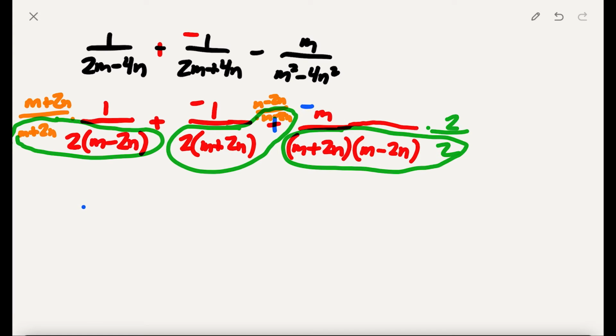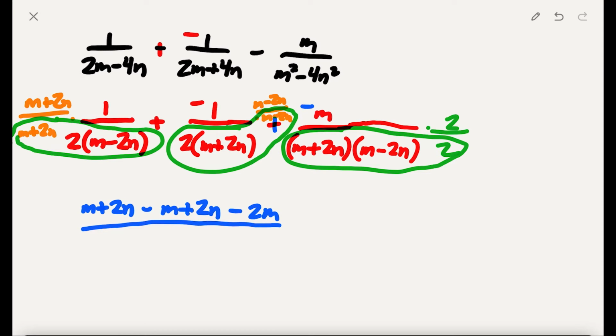So you're going to be left with m plus 2n minus m plus 2n minus m, really this is a 2m, all divided by 2 times m plus 2n times m minus 2n. Something like that. All right, m's cancel here, 2n's cancel here, and you're left with 2m on top, or negative 2m, I should say. Okay, so next thing we're going to do is simplify.